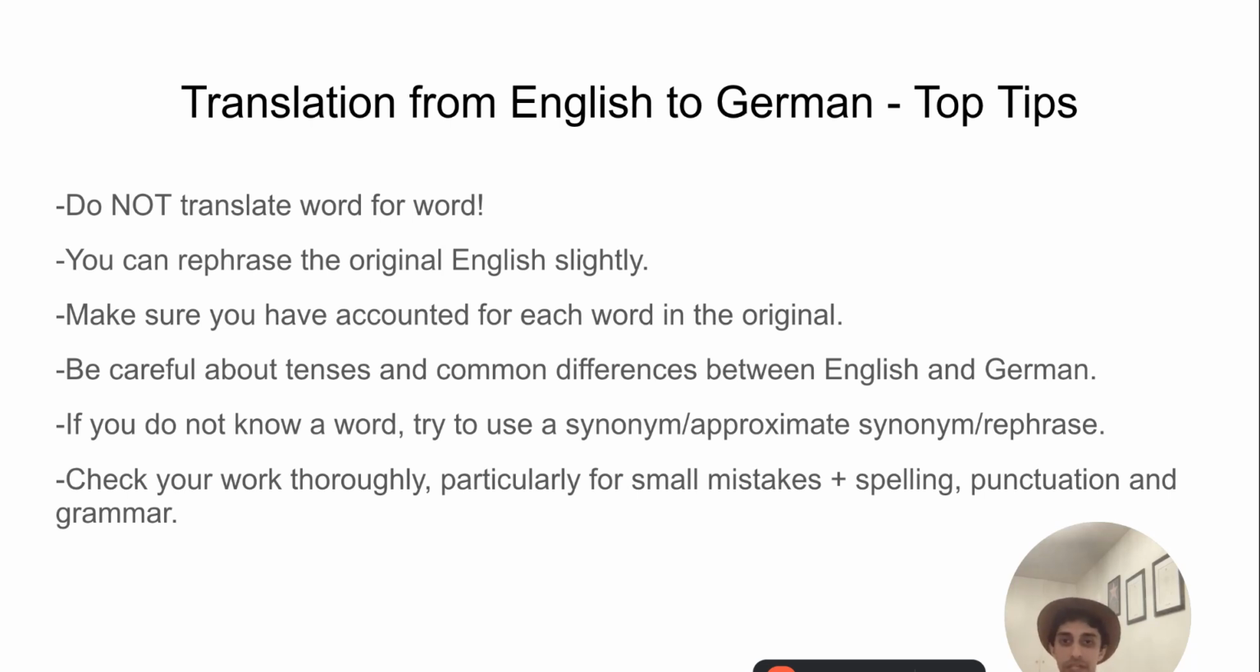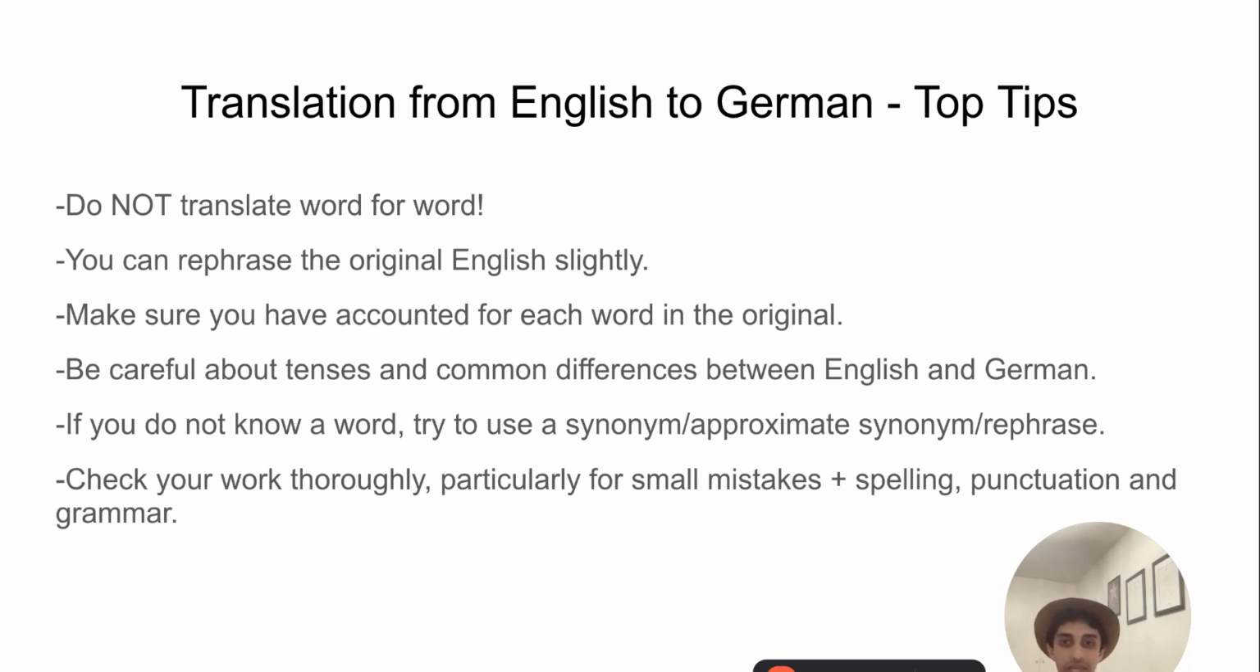Make sure you've accounted for each word in the original. Basically, that means don't leave out anything. Don't leave out any information that's there in the original English text. There may be words in English that you wouldn't naturally put into German, but they don't necessarily add to the sentence in German. But the important thing is to capture all the meaning and all the information that's there in the original. So don't leave out any small bits.